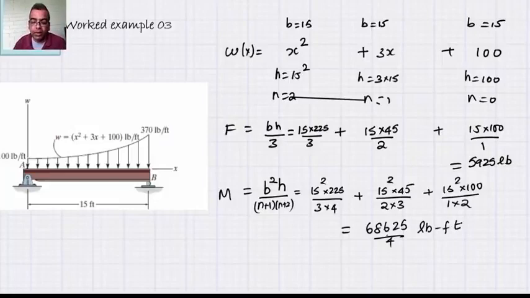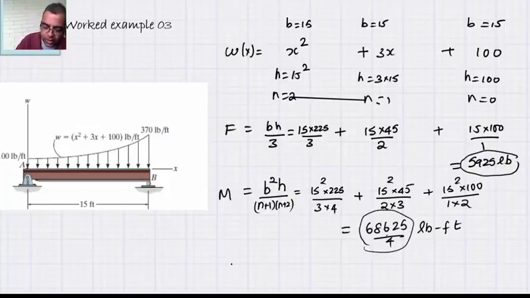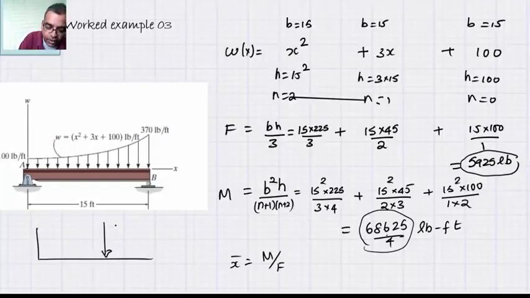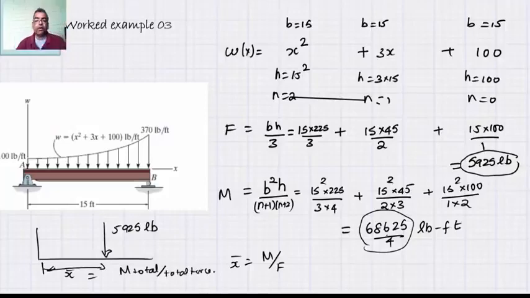Did you see how I did this? If you want to figure out where it acts, the net equivalent force is 5925, the net moment is this, so x bar will be moment divided by force. You can calculate where it is. So here is the net force, 5925 pounds. This distance x bar will be total moment divided by total force, if you want to compute it.